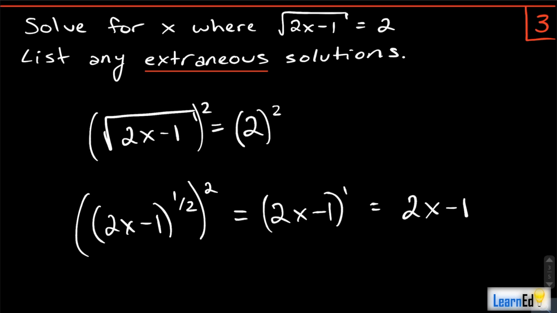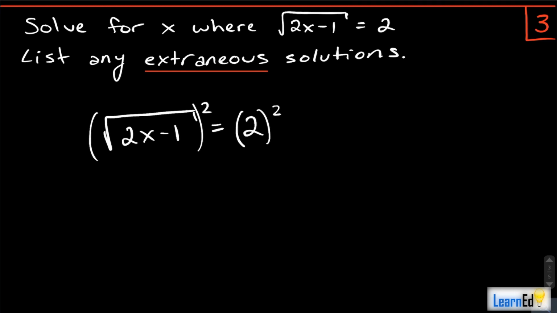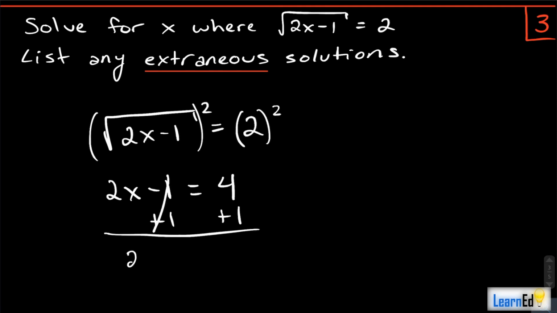Okay, so that's why squaring radicals is a really, really great thing for when you're dealing with a problem like this. So 2x minus 1 equals 2 squared, right? You have to square both sides, and you get 4. Okay? So now you just have basically what you had in number 1. So let's go ahead and solve this. We add 1 on both sides. We get 2x equals 5. And we're going to divide by 2 on both sides.